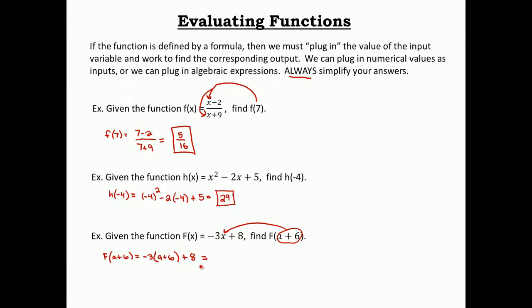So now we need to simplify this. Let's distribute the negative 3. Plus 8. And now combining the like terms gives us negative 3a minus 10. And that's our completely simplified answer. Evaluating a function is simply a matter of plugging in the given input and working to find that output.